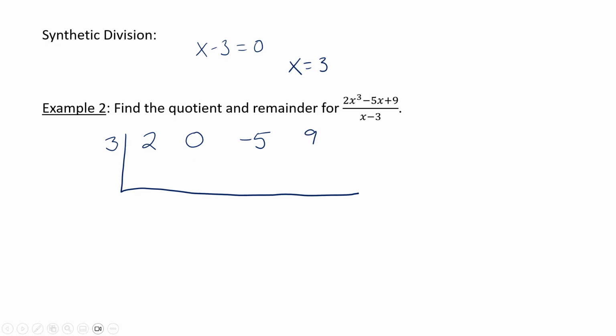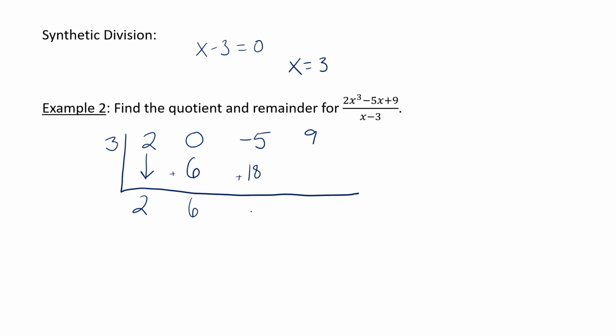All right, now here comes the mechanics of synthetic division. We're going to bring down the 2 to get started. Now 3 times 2 is 6. 6 plus 0 is 6. 3 times 6 is 18.